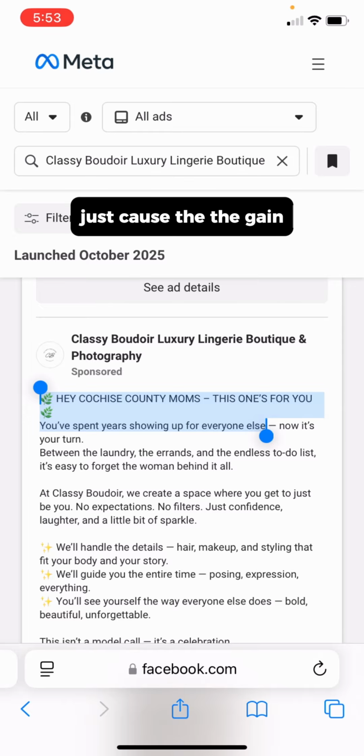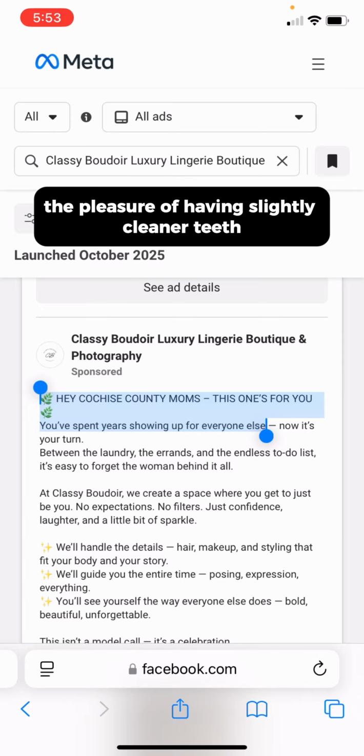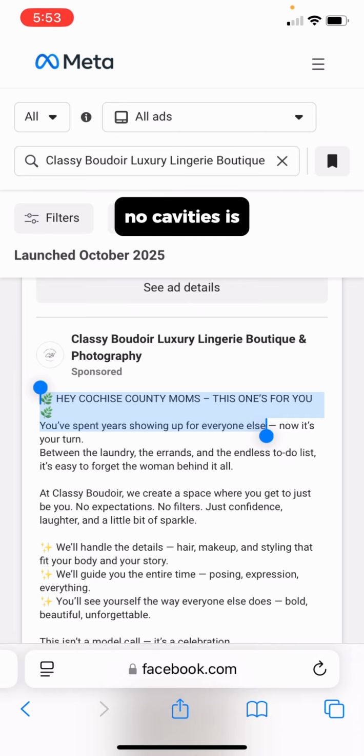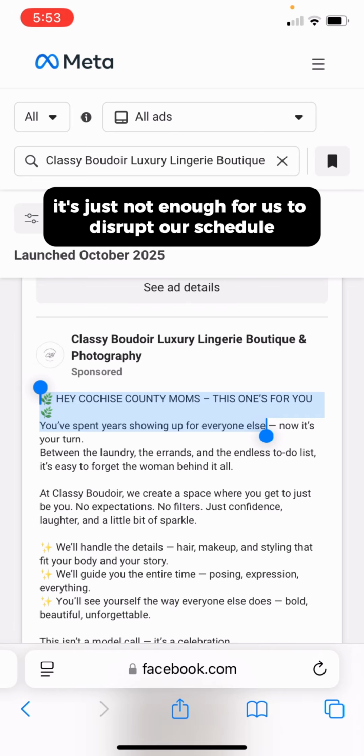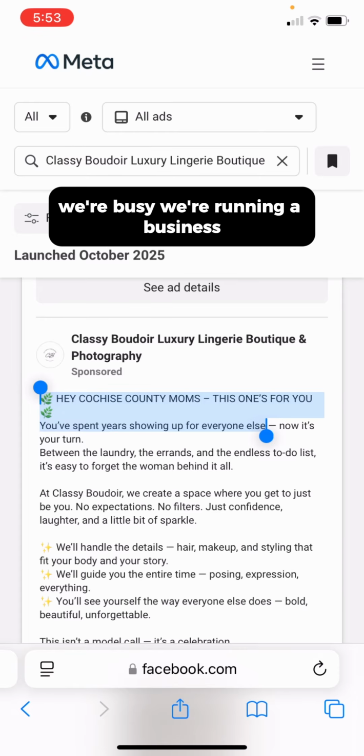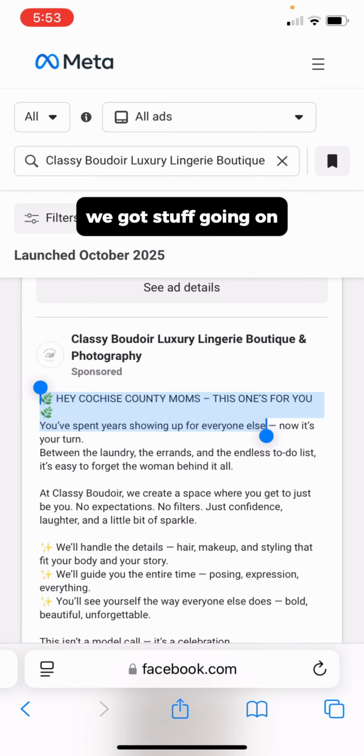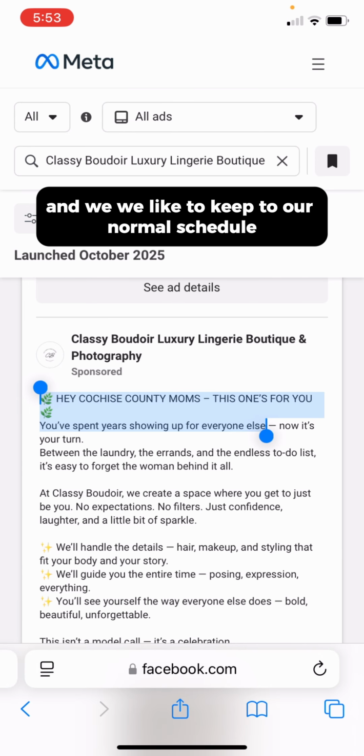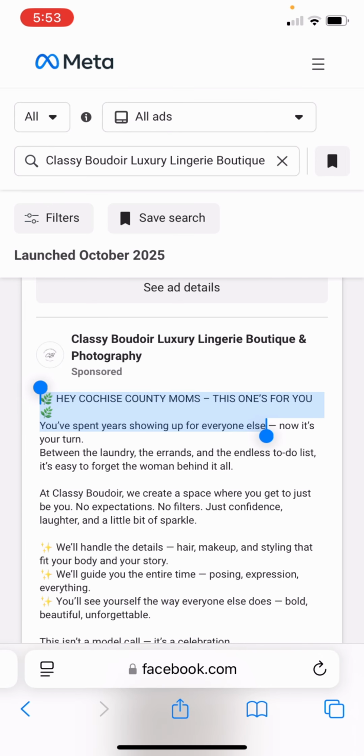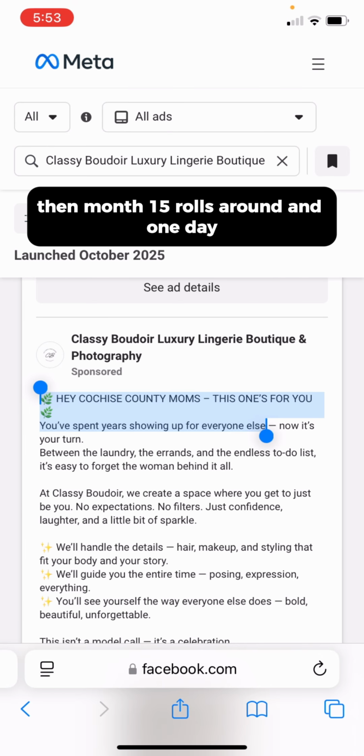Just because the gain, the positive, the pleasure of having slightly cleaner teeth and maybe a little bit of peace of mind, no cavities, is just not enough for us to disrupt our schedule. We're busy. We're running a business. We got stuff going on, and we like to keep to our normal schedule. Well then month 15 rolls around, and one day, one of our teeth is killing us.